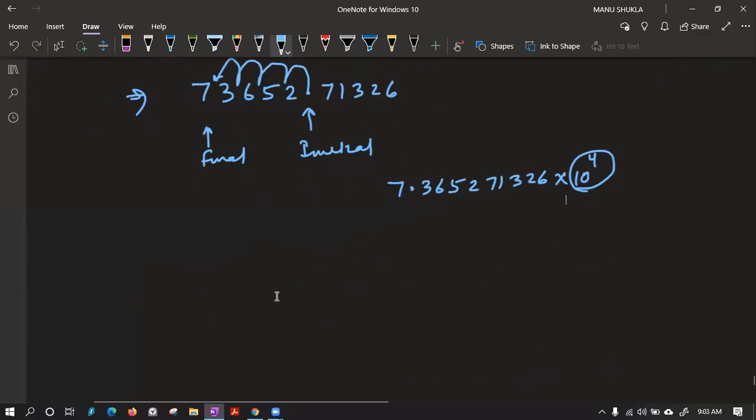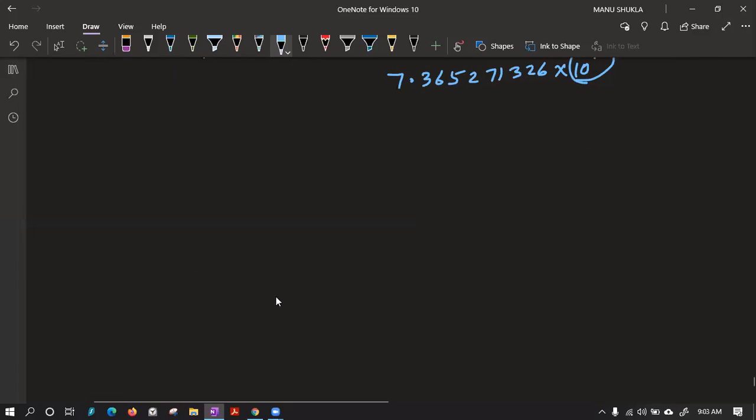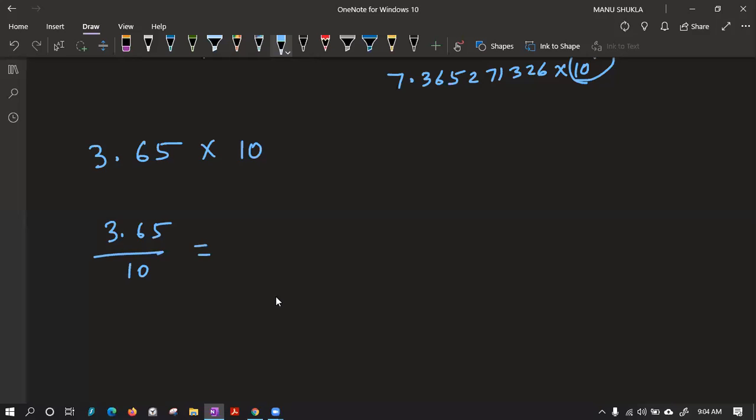Let me show you one more example for this, for those who have doubts. Suppose you have 3.65. If you multiply with 10, in which direction will the decimal move? Please tell me. Yes, it will move to the right. So similarly, if you have 3.65 and you divide by 10, in which direction will the decimal move? So you need to understand what they are doing to the decimal.